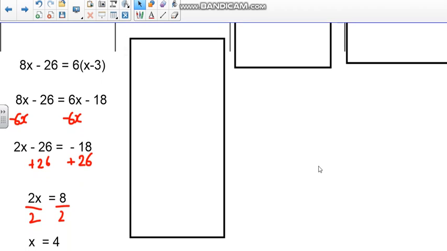Now I just need to finish off. To find x, if 2x is 8, I divide both sides by 2, I get x is 4.